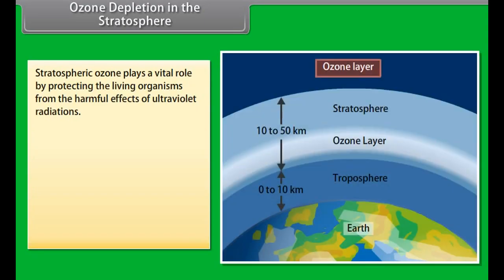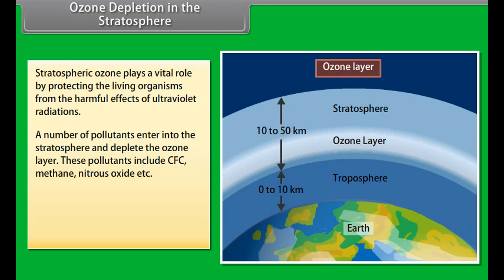Ozone depletion in the stratosphere. Stratospheric ozone plays a vital role by protecting the living organisms from the harmful effects of ultraviolet radiations. A number of pollutants enter into the stratosphere and deplete the ozone layer. These pollutants include CFC, methane, nitrous oxide, etc.